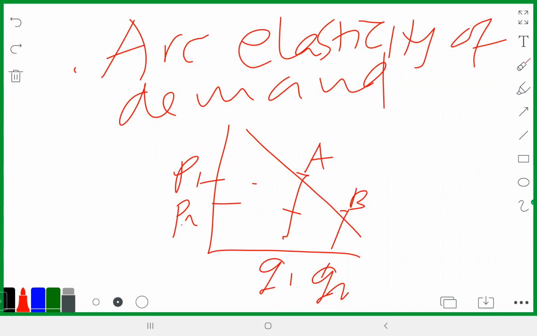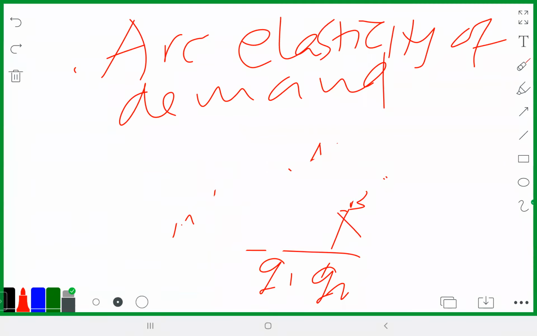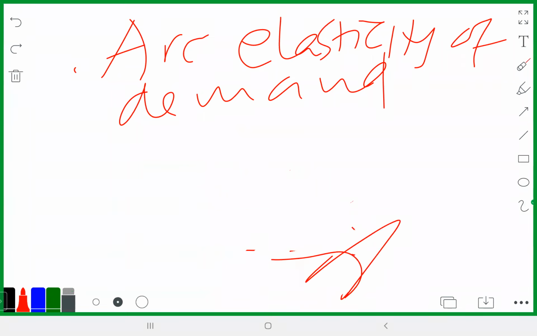When you want to examine the elasticity between A and B, in between the 2 points, you use what is called the ARC elasticity of demand, not the point. The point one is used to examine the elasticity at 1 point, but this one is for between 2 points, okay? And so the formula is given as follows. This is the formula that can help you to find the ARC elasticity of demand.